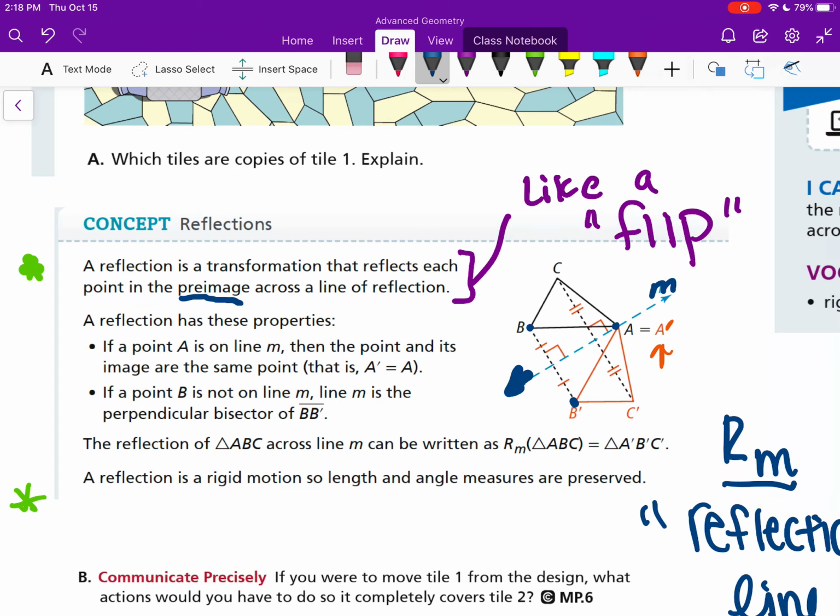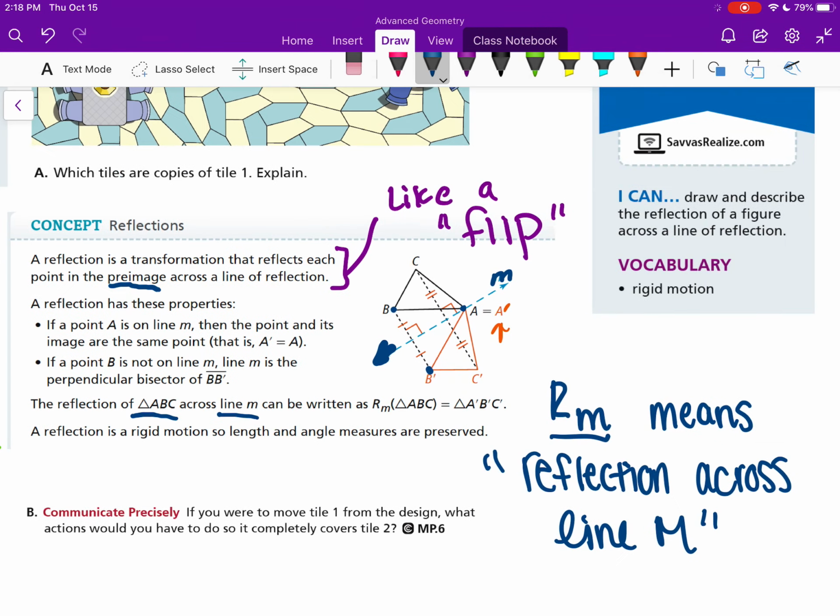So we would say the reflection of ABC across a line M can be written as capital R for reflection, sub M, R sub M, which means reflection across line M, parentheses, triangle ABC, that lets you know what you're reflecting, and that is equal to the new image, triangle A prime, B prime, C prime. Those prime tick marks tell you that it is the image.